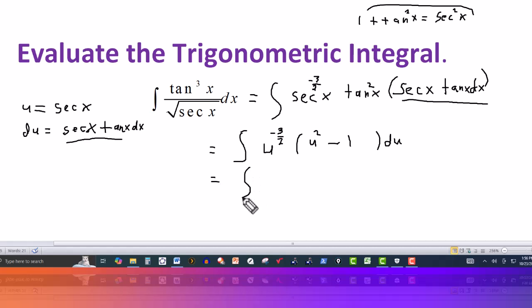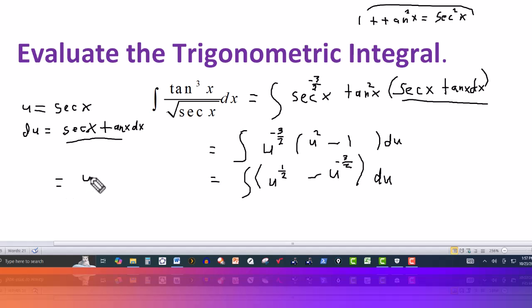Now we can go ahead and multiply through there by u to the negative 3/2. So u to the negative 3/2 multiplied by u squared. We add the exponents here, so this will be u to the 1/2, from negative 3/2 plus 2. And then multiplying by minus 1, we had minus u to the negative 3/2. Now we have u to the 1/2 here minus u to the negative 3/2 du. We just integrate here with respect to u.